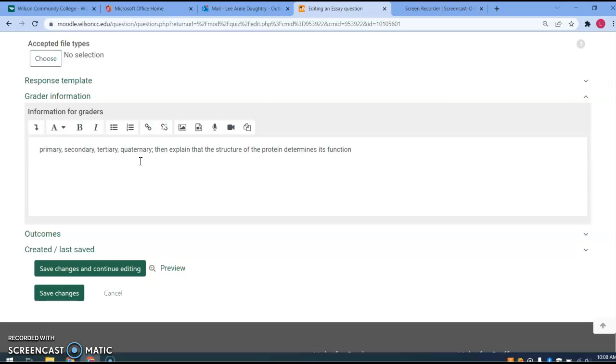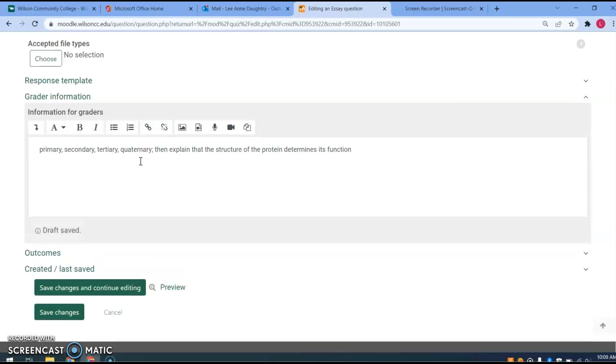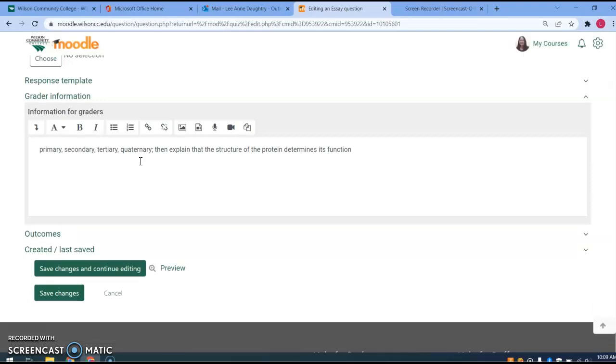And the structure of a protein determines its function. That's the importance of the structure. So that's what I was looking for there. And if you answered all 5 of those parts of the question correctly, you got 5 points.